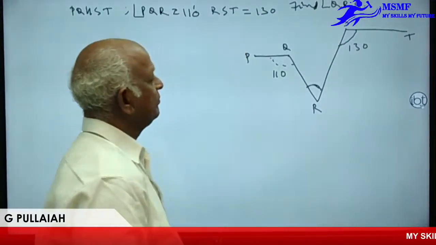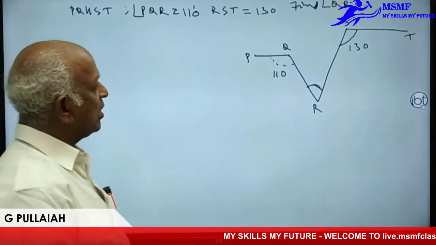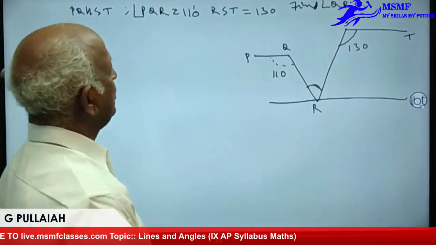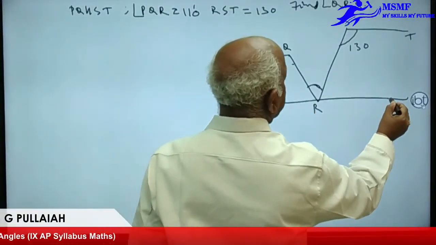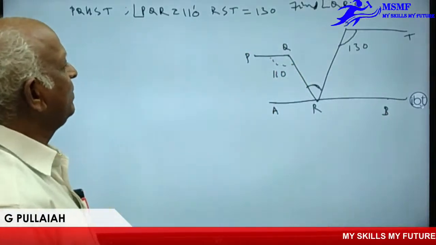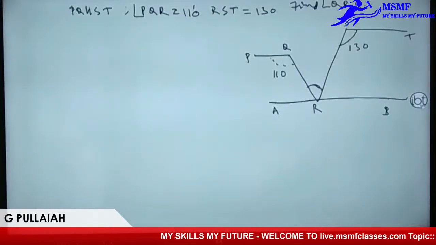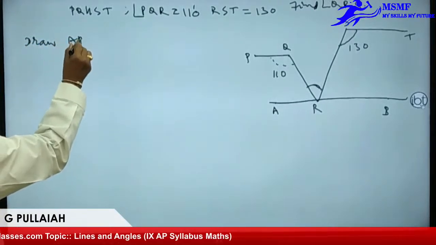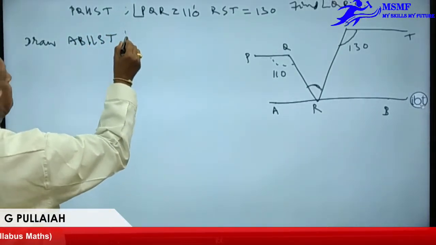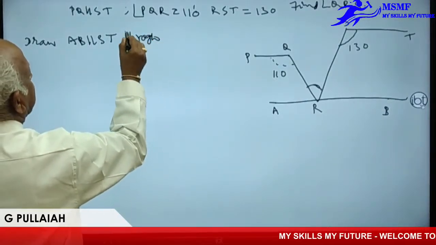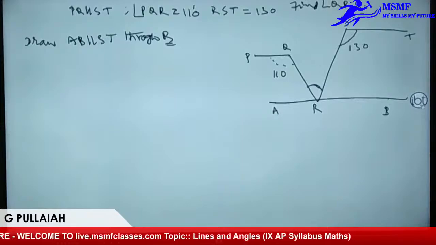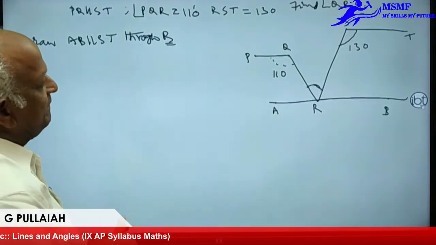Now here, let us draw a line through R parallel to ST. Say this as AB. Now observe very carefully here. If you observe, AB is parallel to ST. We have drawn AB parallel to ST through point R.